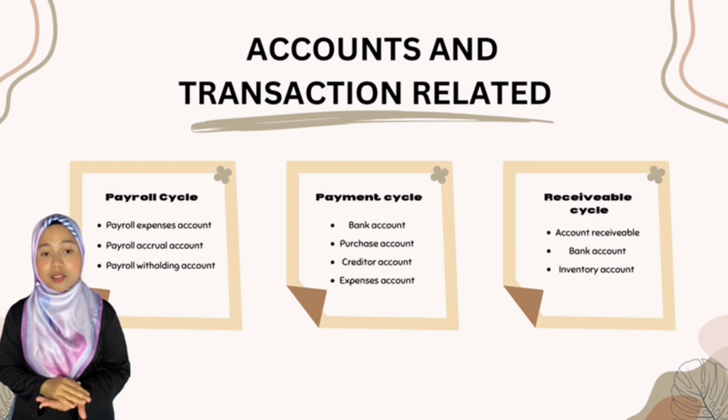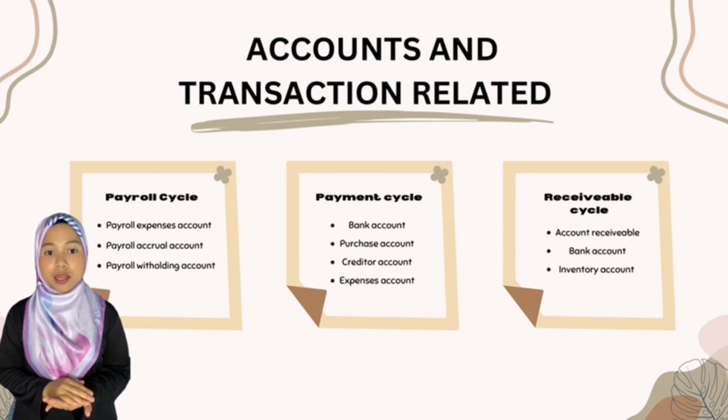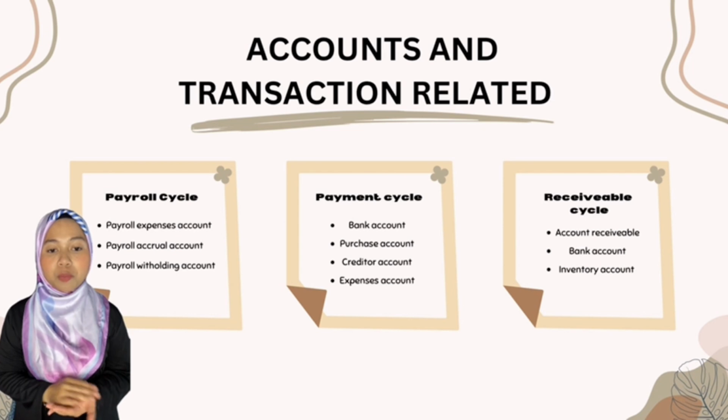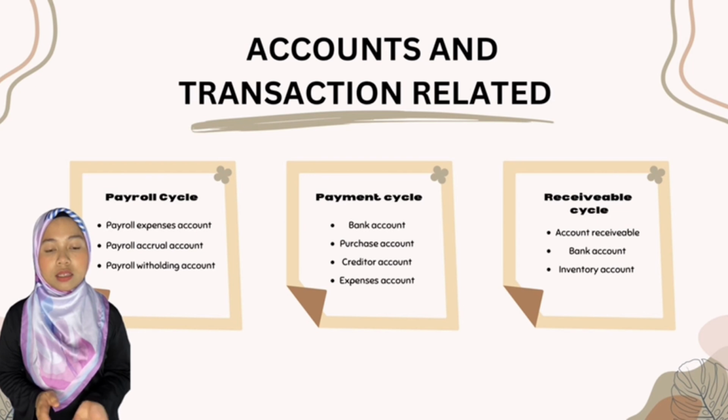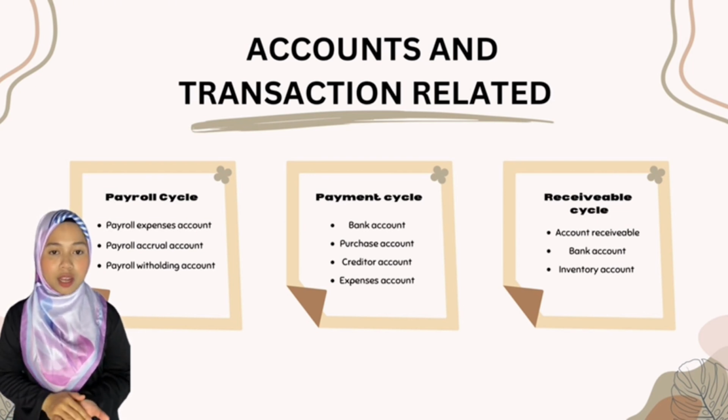Relevant accounts and transactions involved in the inventory and warehousing cycle. Under the payroll cycle, there are the payroll expenses account, payroll accrual account, and payroll withholding account. Next, the payment cycle has the bank account, purchase account, creditor account, and expenses account. Third, under the receivable cycle there are the accounts receivable, bank account, and inventory account.